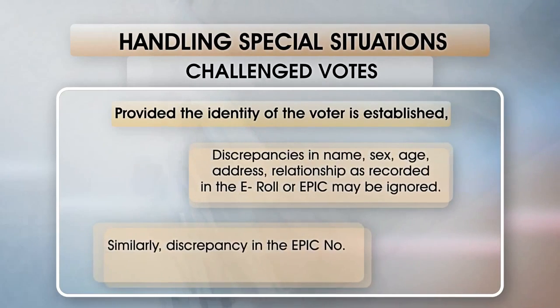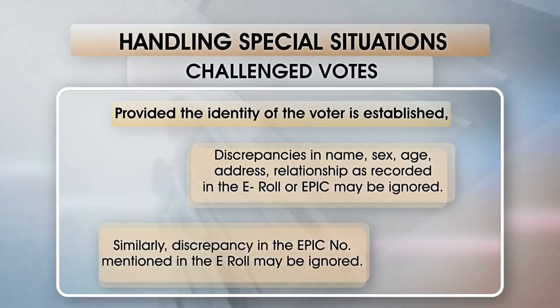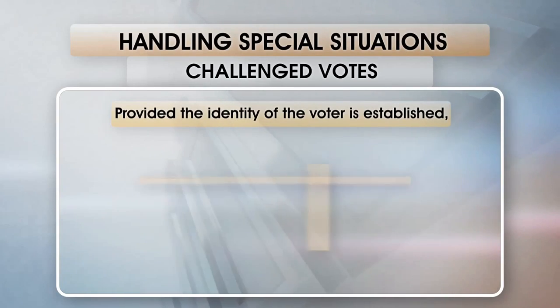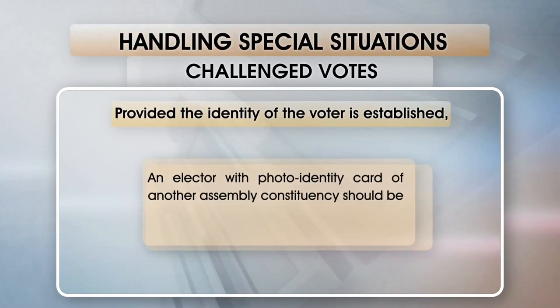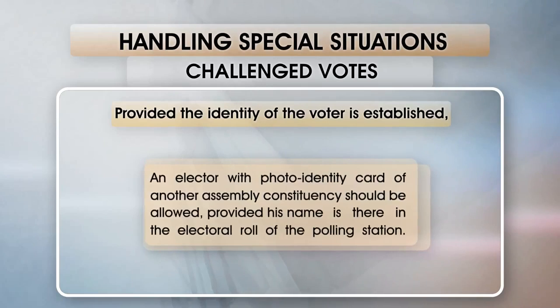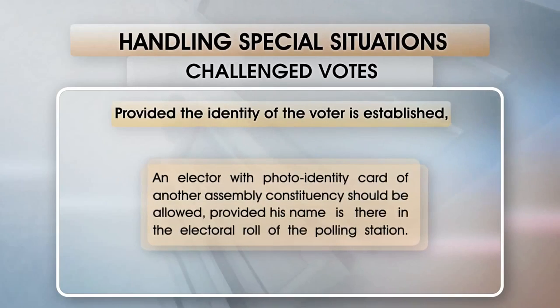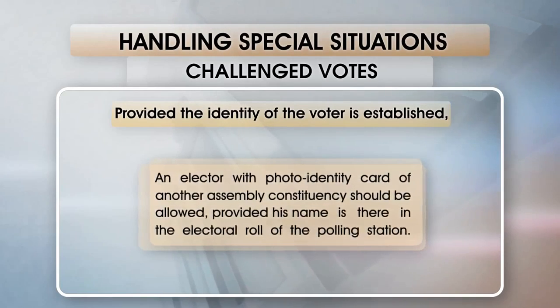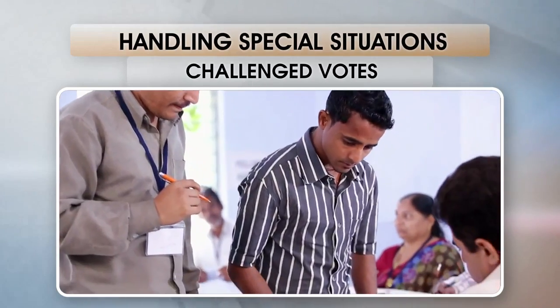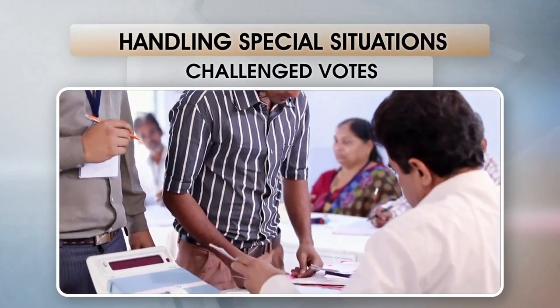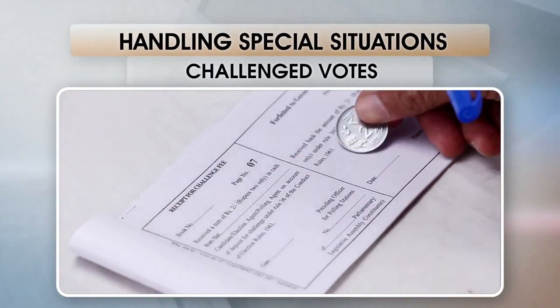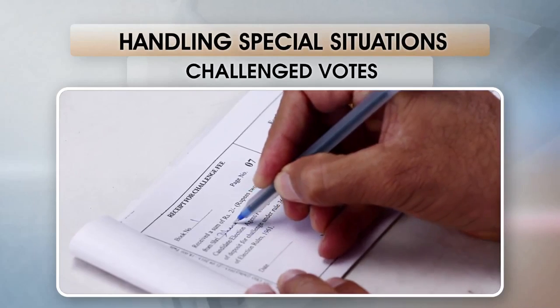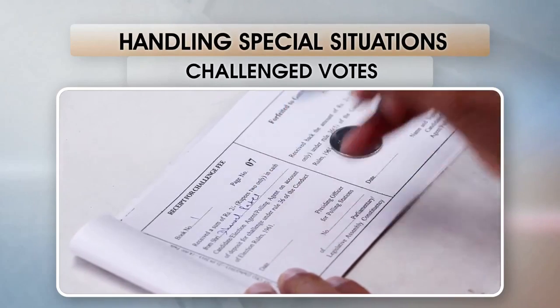Similarly, discrepancy in the EPIC number mentioned in the e-roll may be ignored. An elector with photo identity card of another assembly constituency should be allowed, provided his name is there in the electoral roll of the polling station. The polling agents can also challenge the identity of the voter. He has to submit 2 rupees for each such challenge, for which he is to be given a receipt.